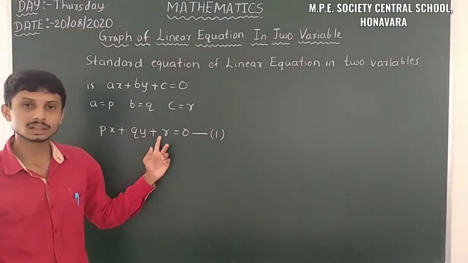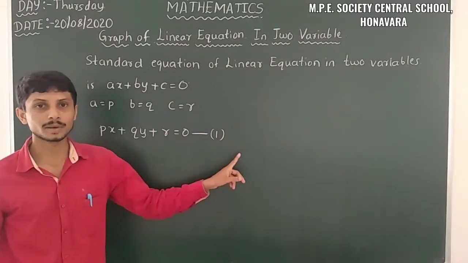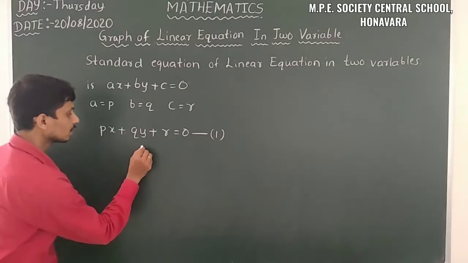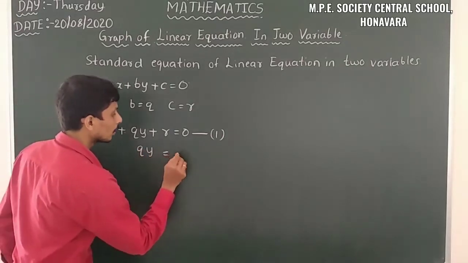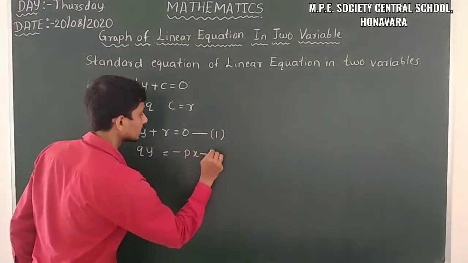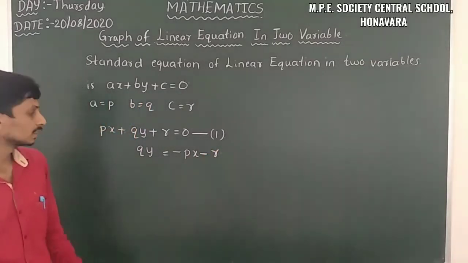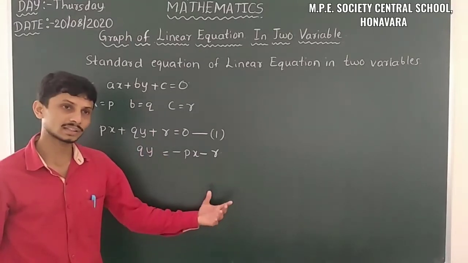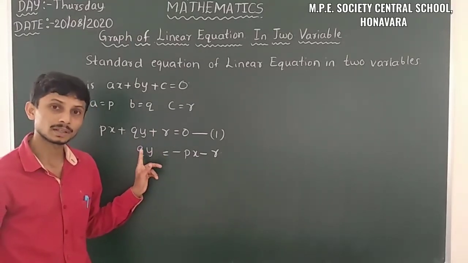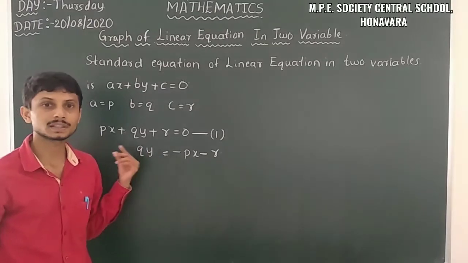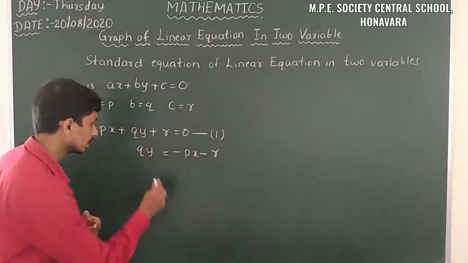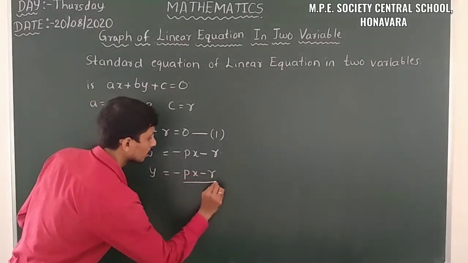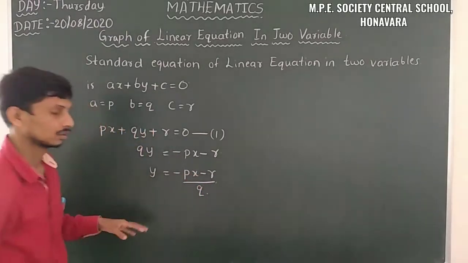When we are transposing plus r, it becomes minus r. When we are transposing plus px, it becomes minus px. That is qy is equal to minus px minus r. Then I am transposing this q to the RHS. It is in the form of a multiplication, so the operation is multiplication. After transposing, it becomes division. That is y is equal to minus px minus r divided by q.